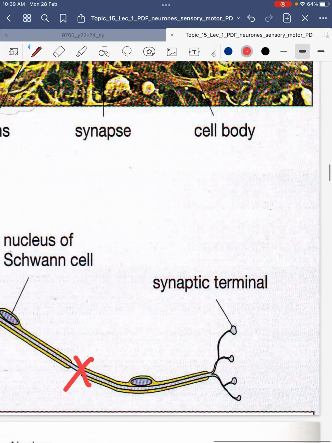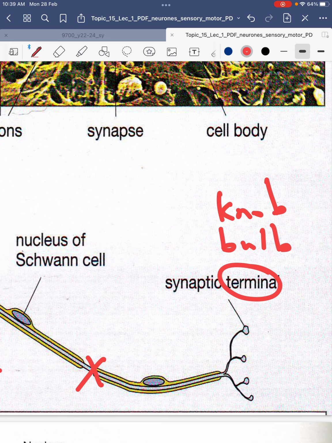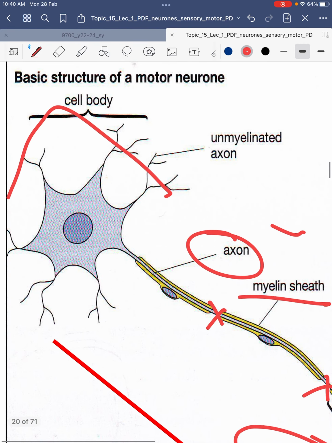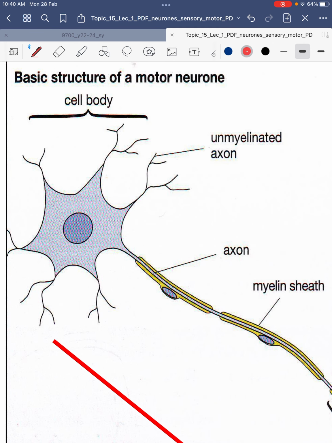And towards the end here is called synaptic terminal. There are many names: it can be called synaptic terminal, synaptic knob, or synaptic bulb. There are three names that you can use. And then over here is the cell body, just now. This part here is called dendrites.